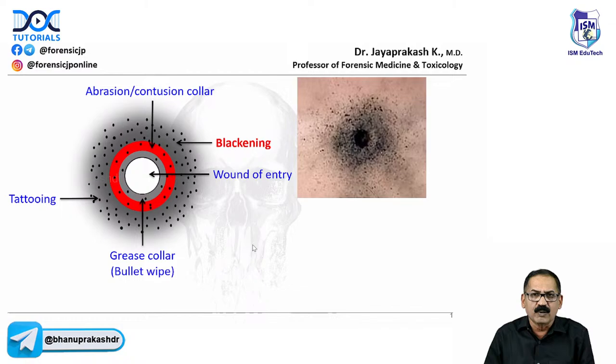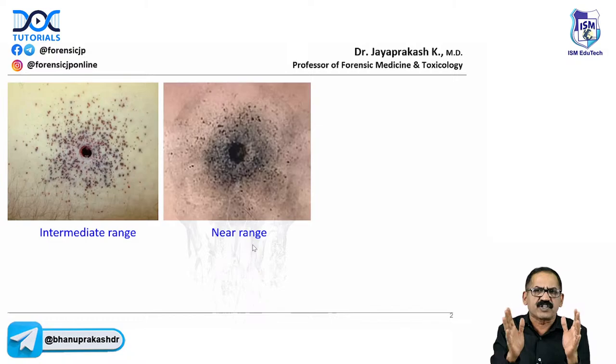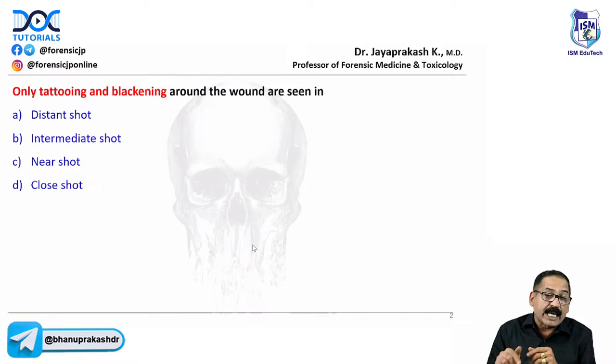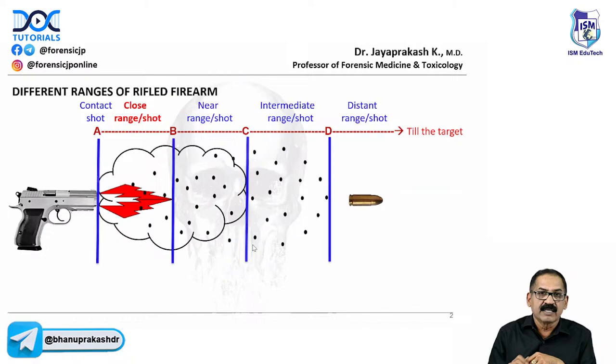Look here. It is near shot. Now, see exactly the difference between intermediate and near. In intermediate, there is no smudging or blackening, but in near, there is smudging. Only tattooing and blackening around the wound are seen in near shot.